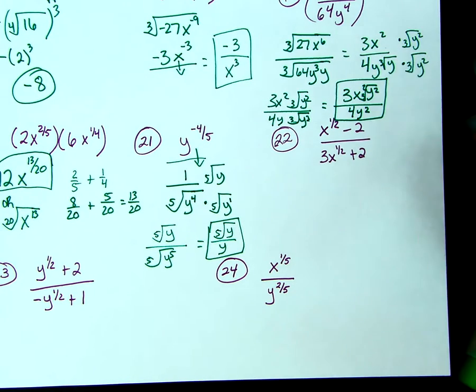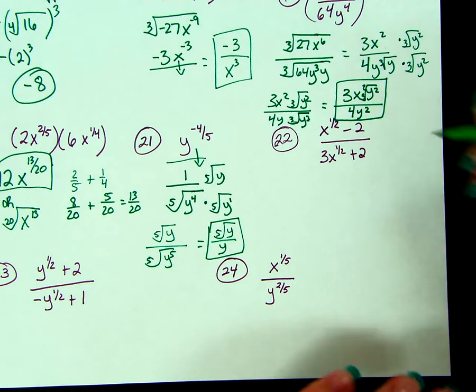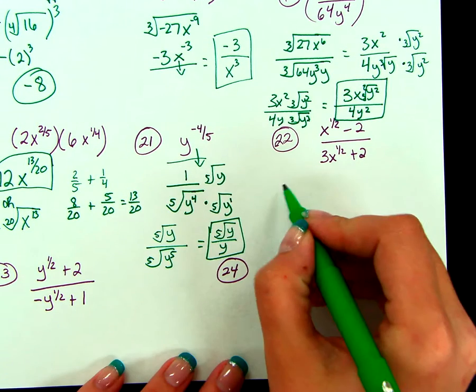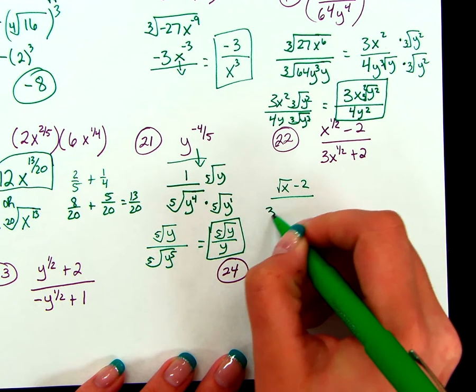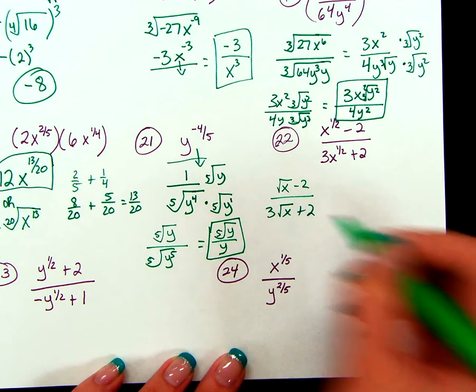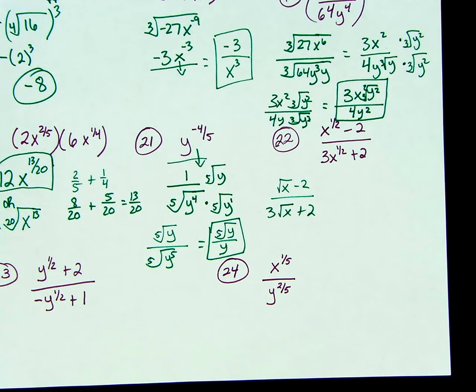All right, so last set of examples. So here we have x to the 1/2 minus 2, and then 3 times x to the 1/2 plus 2. So remember, our fractional exponents represent a radical. So this really means the same thing as the square root of x minus 2 over 3 times the square root of x plus 2. And we can't have a radical in the denominator, so we're going to have to use our rules for rationalizing a binomial with a radical.